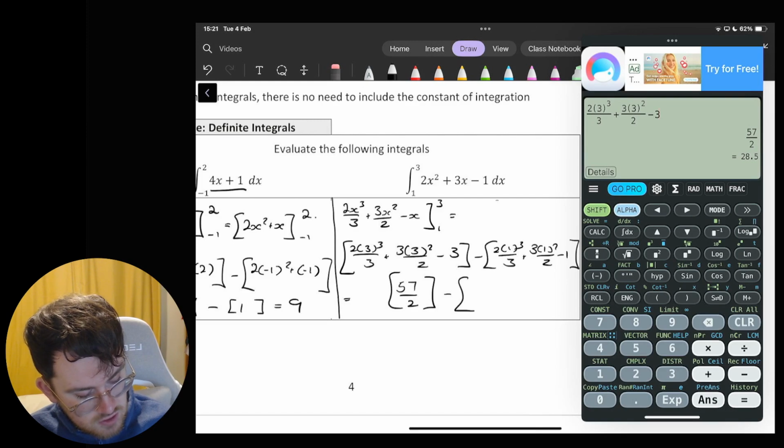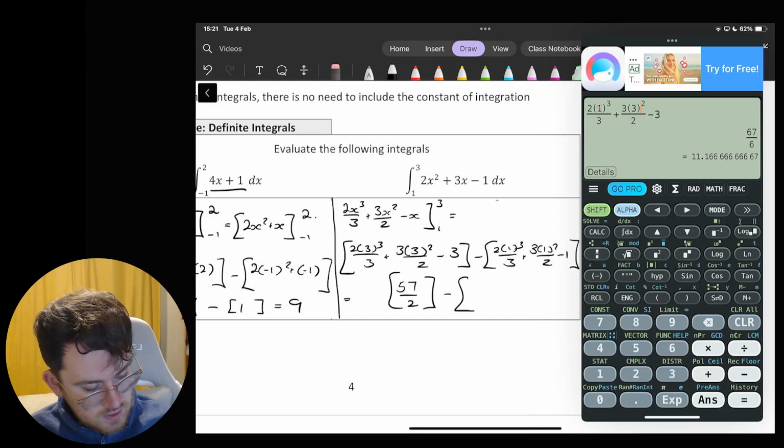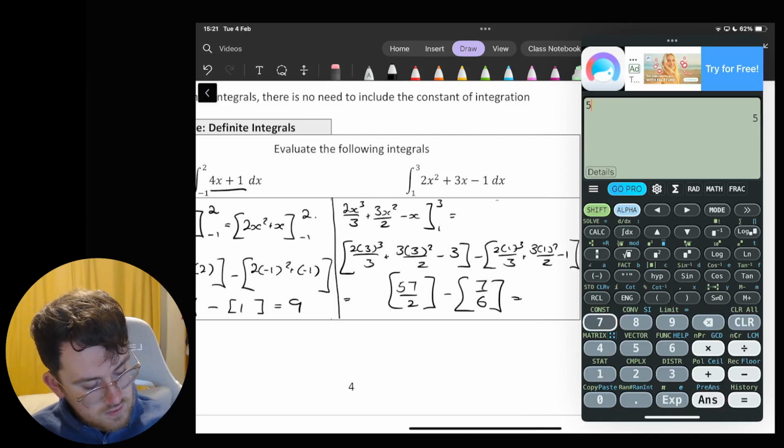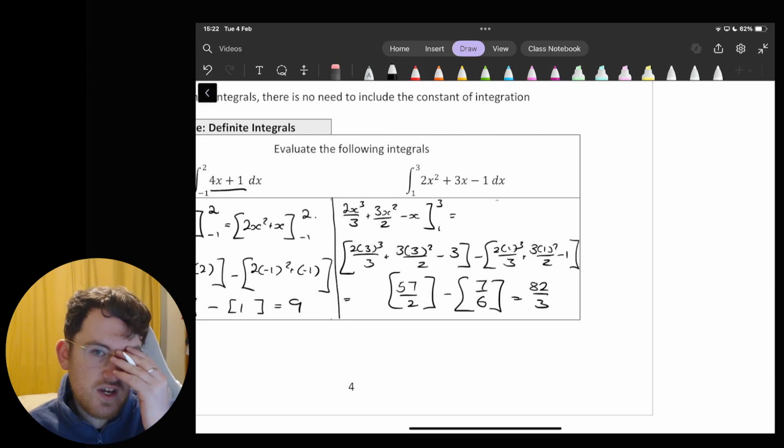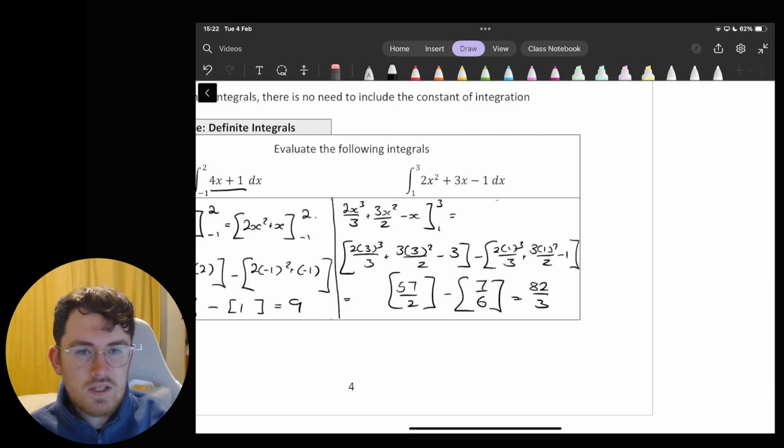And changing all of those 3's now to 1's inside the brackets there. At the end, 7 over 6. That's going to give me an overall answer of, let me see, 57 over 2 minus 7 over 6, 82 over 3. Okay, 82 over 3 as my value there for my definite integral between those values of 3 and 1.